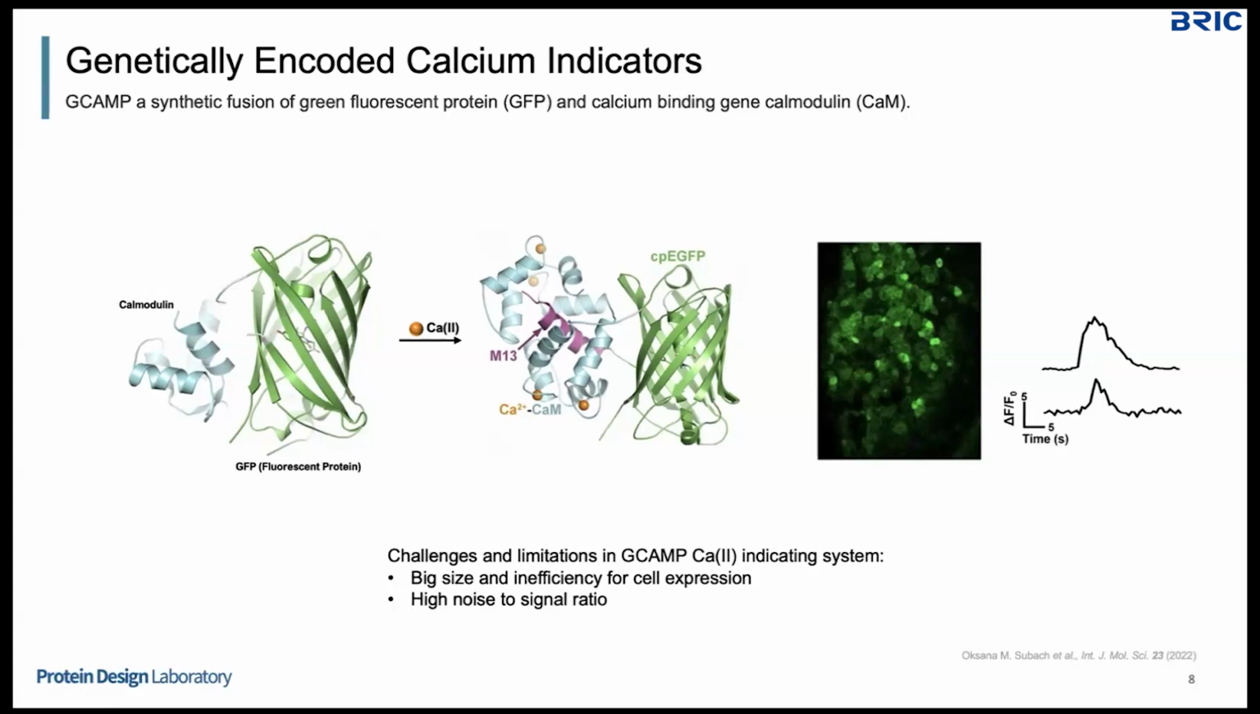Yet this GCaMP does have a few challenges. The first one is that it's a big protein, so it is not easy to express within cells. And the second thing is that because GFP is already a fluorescent material, once calcium binds with it, the intensity just enhances. That means there will be a noise-to-signal ratio issue.